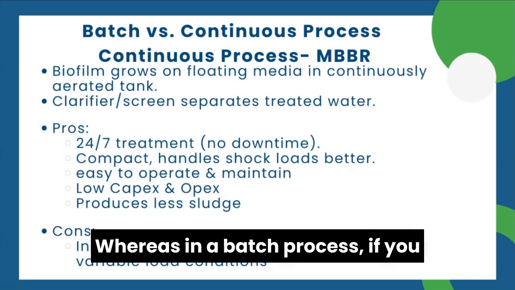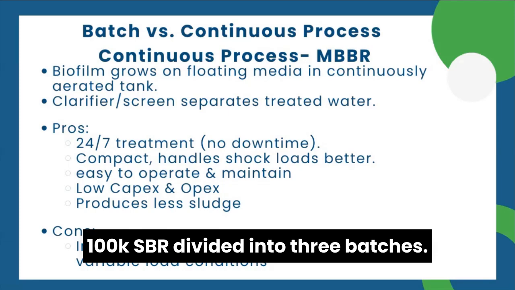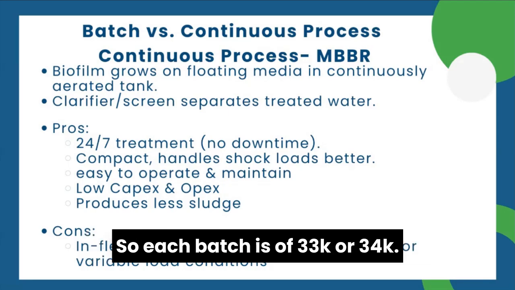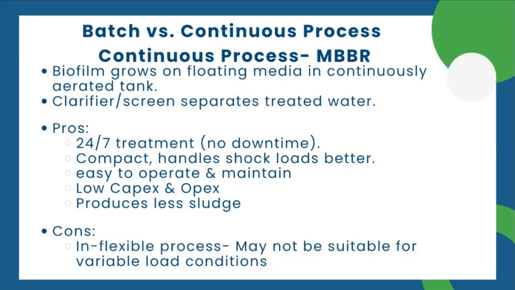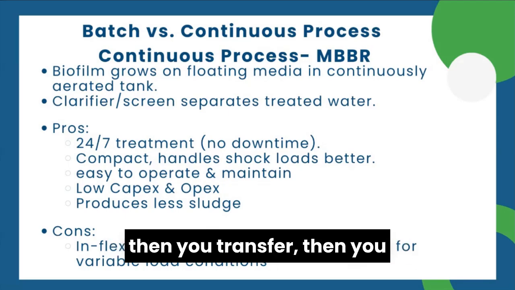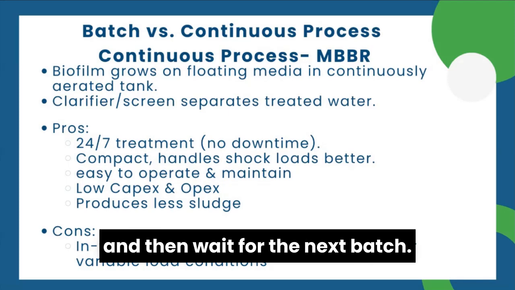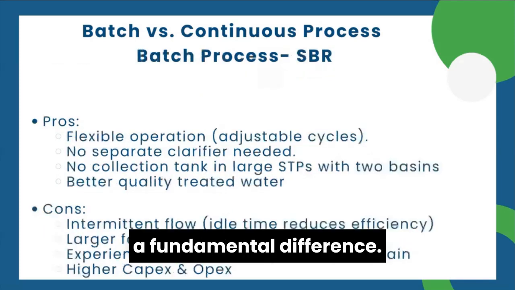Whereas in a batch process, if you define a batch volume as, let us say, 100 KL SBR divided into 3 batches, so each batch is of 33 KL or 34 KL. You wait till you generate 34 KL. Then you transfer, treat and discharge, and then wait for the next batch. All right. This is a fundamental difference.